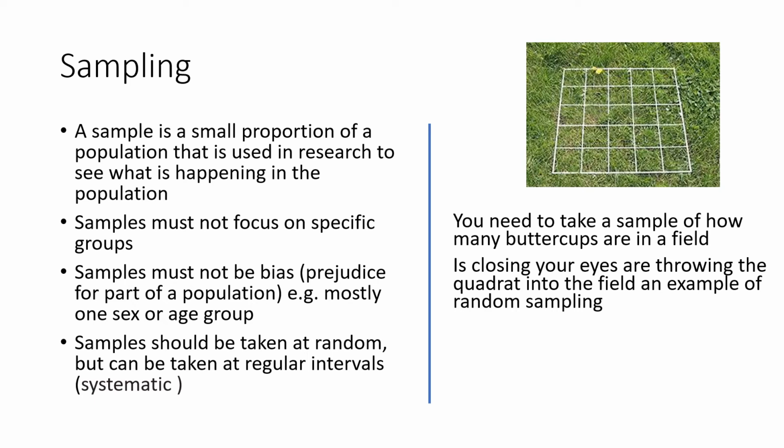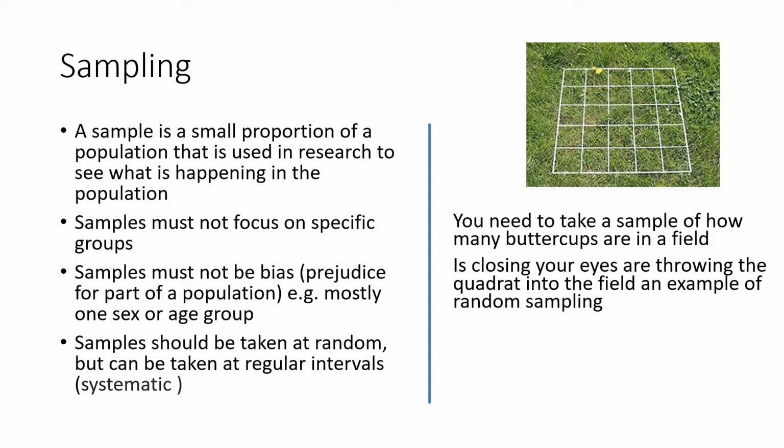Remember, samples should be taken at random. We shouldn't have any pattern or bias in what we're selecting, but we can take regular intervals. So for example, I can randomly pick 10 places around the school to ask students questions, but I'm going to ask every 5th student that walks through the door. I'm taking regular intervals.